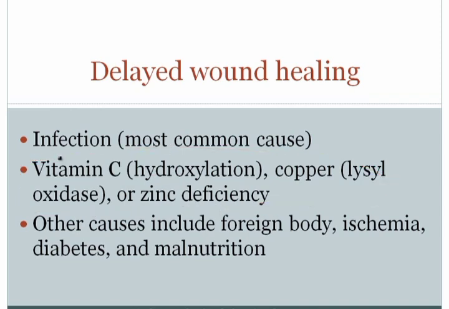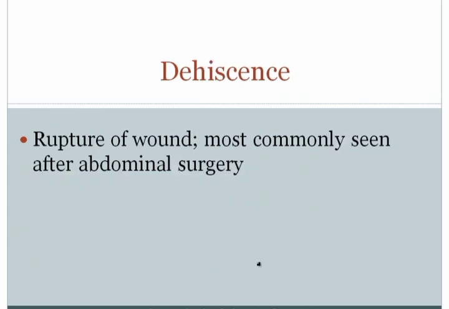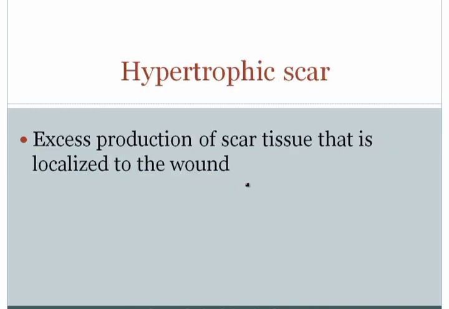Now, other causes of delayed wound healing include foreign body, because that would induce chronic inflammation. Ischemia, because you're not going to get good blood supply to the tissue, so that would decrease the ability to heal the tissue. Diabetes is associated with delayed wound healing. And malnutrition. Again, if there's not good nutrition, there's not going to be the necessary building blocks to allow wound healing to occur. Dehiscence is a complication of wound healing. Basically, it's when the wound opens. There's a rupture of a wound. And it's most commonly seen after abdominal surgery where the actual wound can tear open. And that's called dehiscence.